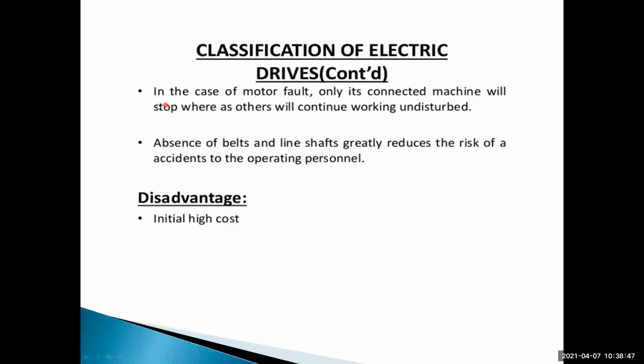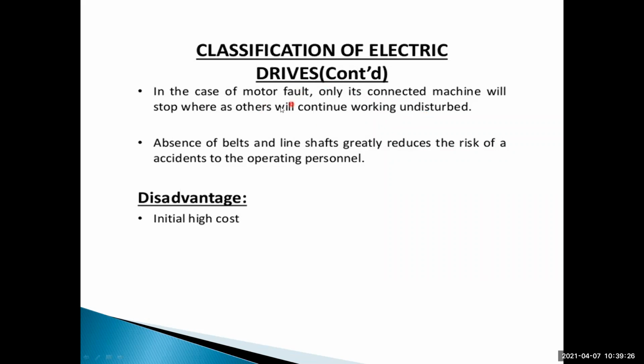Continuing the advantages of electrical multi-motor drives: in the case of motor fault, only its connected machine will be stopped, whereas the others will continue working undisturbed. That's because in a multi-motor drive each mechanism is isolated, so if a fault occurs in one mechanism, there is no disturbance to the other mechanisms.